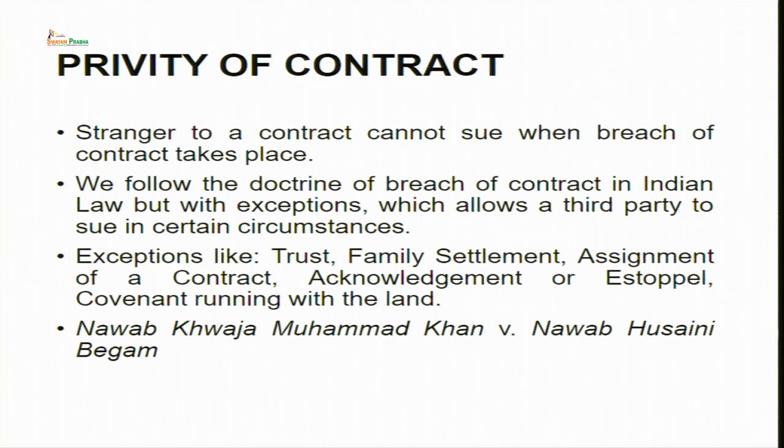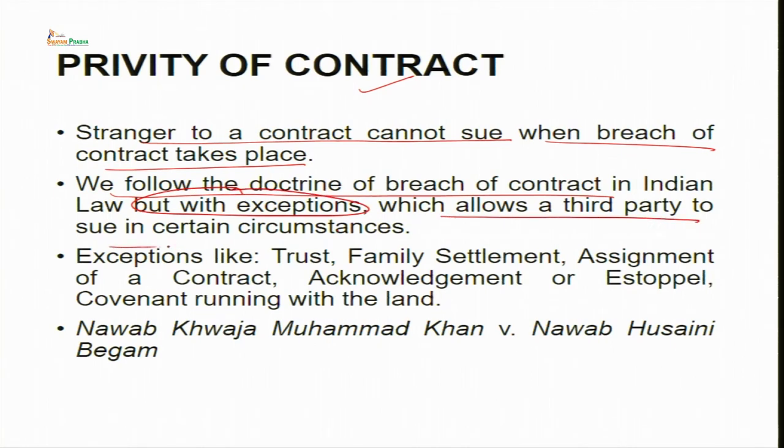Now, let's see what is there on the screen. It says a stranger to a contract cannot sue when breach of contract takes place. This is what privity of contract is. We follow the doctrine of privity of contract in Indian law, but with exceptions, which allow a third party to sue in certain circumstances. That is, when any of those exceptions is in existence, then even a third person can sue in case of breach of contract.